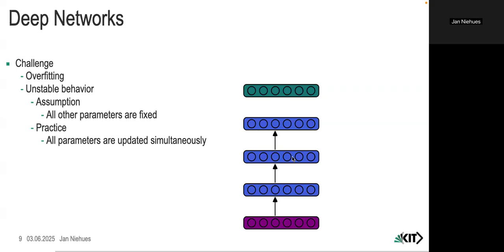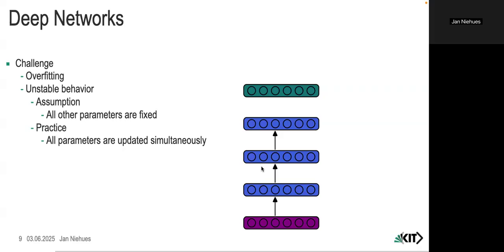So you can assume it here. If you're optimizing the parameters here, you're assuming that you get the output from the previous layer. So if you're changing them there, you're assuming that the input is staying the same. But now if you change also here in parallel, the input is already different. So you might have to have changed in a completely different direction.